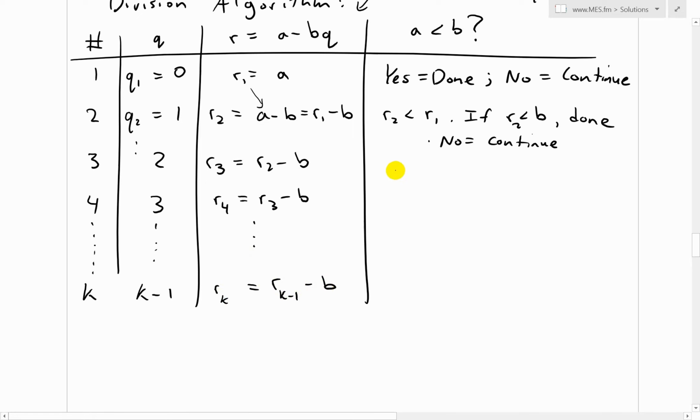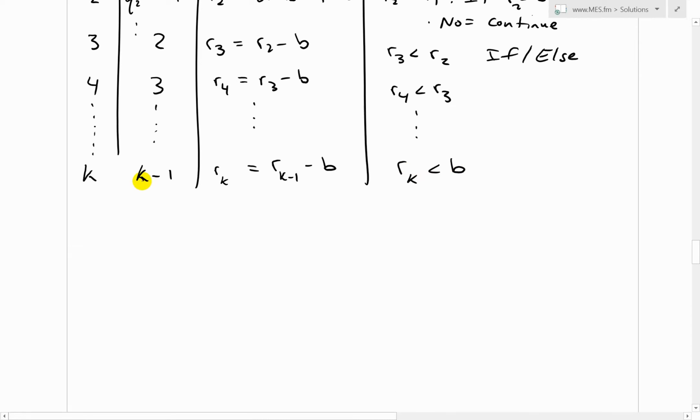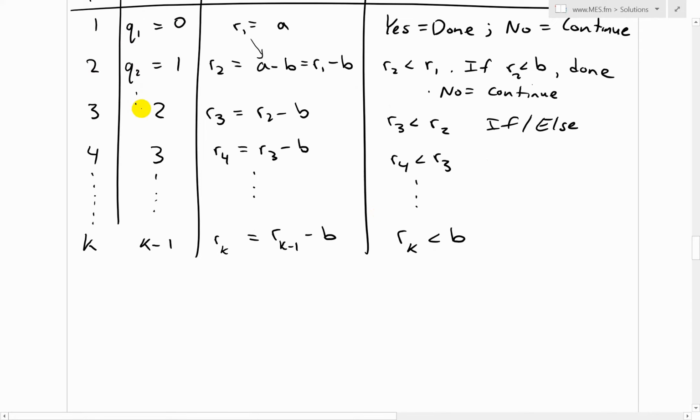And now in this case, r3 is less than r2, and we keep going on, with if, else, and so on. At this point, r4 is less than r3, and we keep going. And eventually, we keep going until we have rk less than b. And also this one here is the qk value, because remember, this is the number of the rows. So q1 is 0, q2 is 1, and q3 is 2.